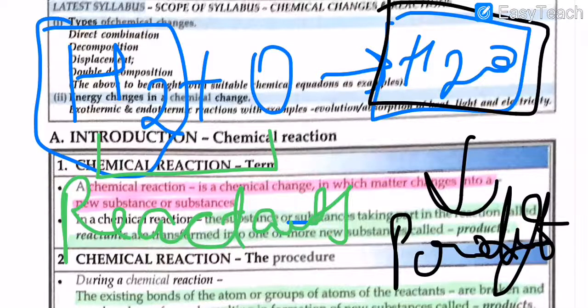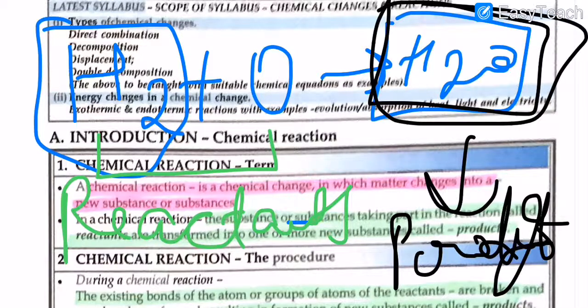So in a chemical reaction, the substances taking part in the reaction are called the reactants, and the reactants are transformed into one or more new substances called products. So it can either be one or it can be many, right? Depends on different chemical reactions. In this case, we have H2 plus O, but in different chemical reactions, we have different products. So now once we have broken down this whole definition, doesn't it make sense?